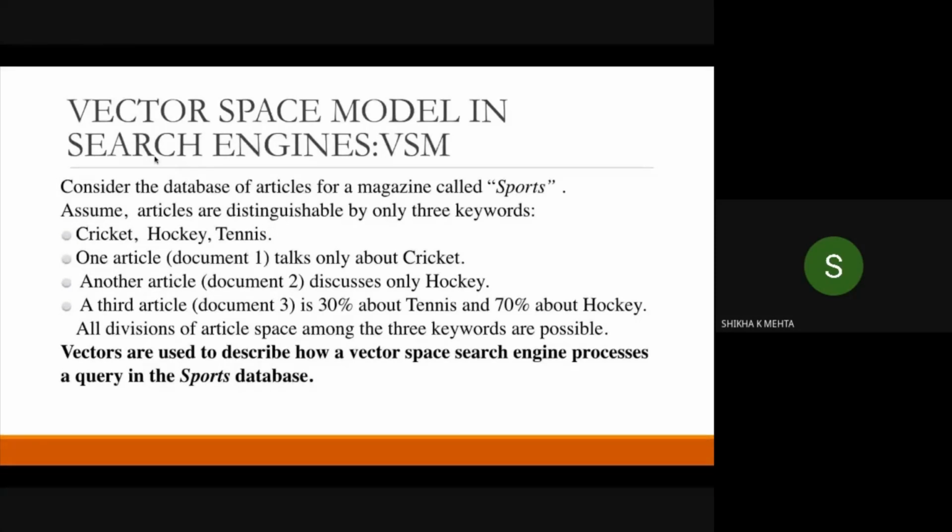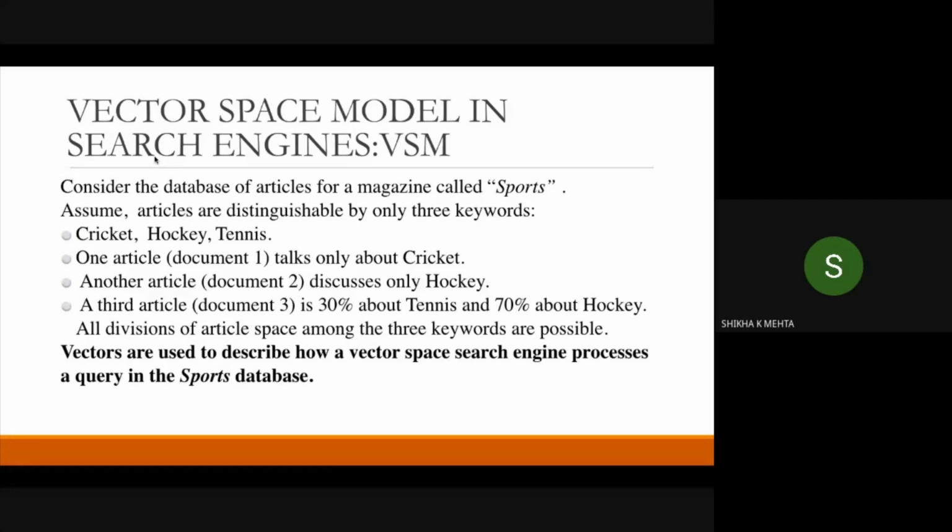Now consider a database. Let us take one example and try to understand the concept of vector space when we are working with search engines. In search engines, we call it the vector space model, because we are using geometrical representations of vectors for this particular model. Let us assume that we have a database of articles from a magazine called Sports, and for the sake of simplicity, we have taken just 3 documents.